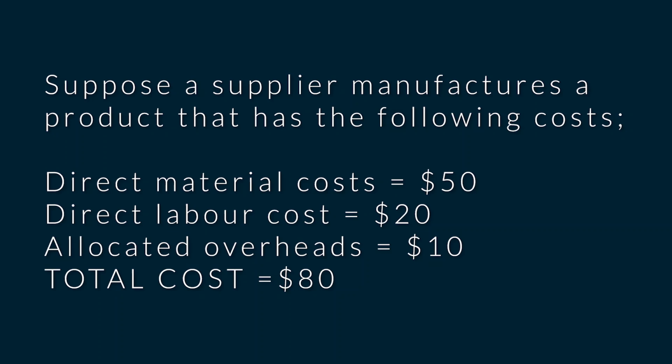Suppose a supplier manufactures a product that has the following costs. Direct material cost is 50, direct labor 20, allocated overheads 10. Then the total cost is 80.